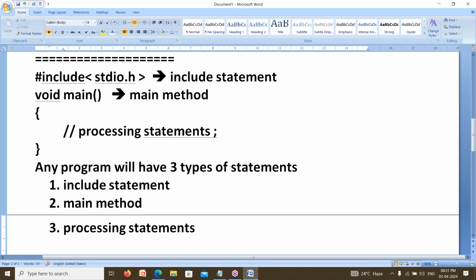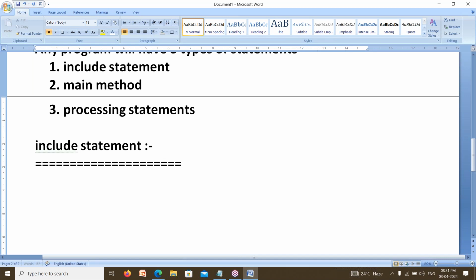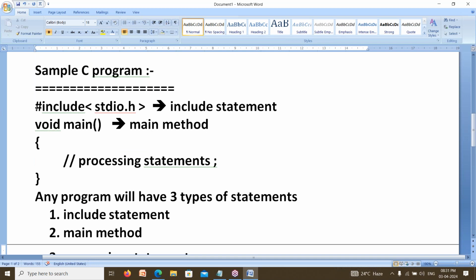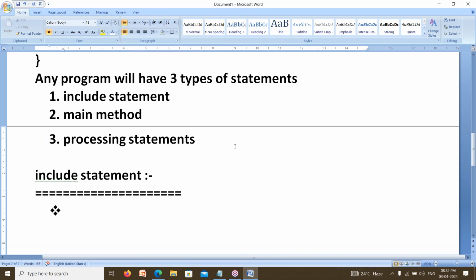Now, my dear friends, what is the meaning of the include statement? Why do we need to write this? In any C program, you need to write this line on top of the program, so it is called the first statement. #include <stdio.h>: you have to write it on top. So it is the first statement in any C program.